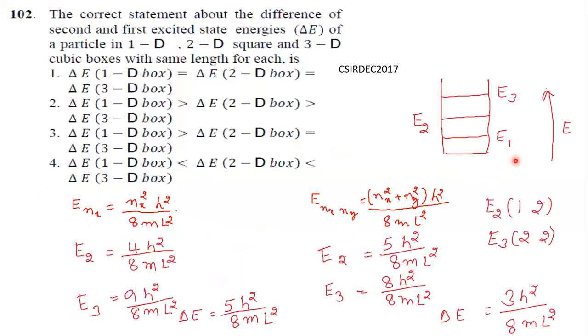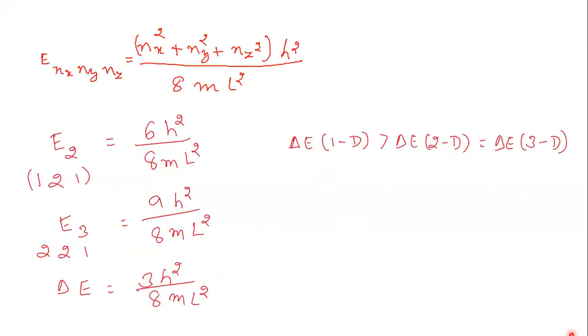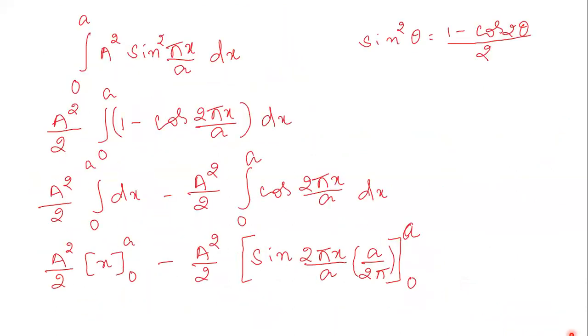So the option which is correct is this one. The energy difference in 1D box is greater than delta E of 2D and delta E of 3D. This delta E is E2 minus E3 or E3 minus E2. See, 5h square by 8ml square in case of 1D, the difference in energy. In case of 3D and 2D, this is 3h square by 8ml square. So these two are equal, but this is more than this. Go to the next problem.